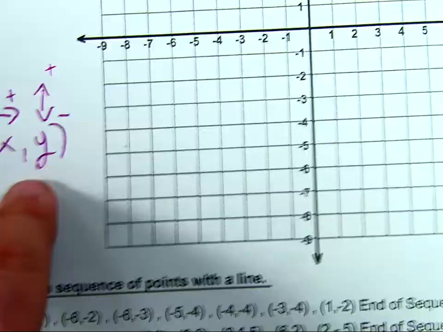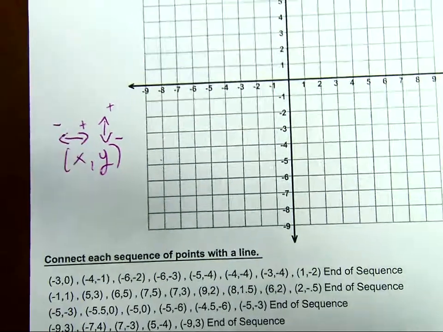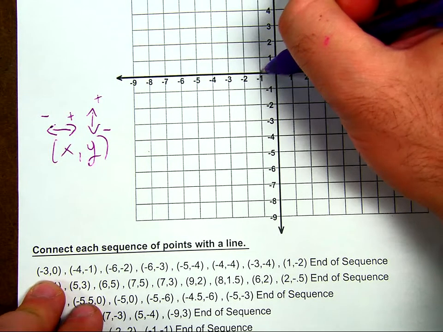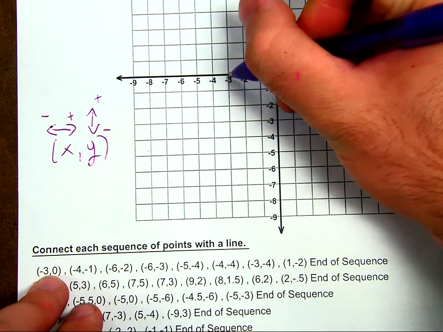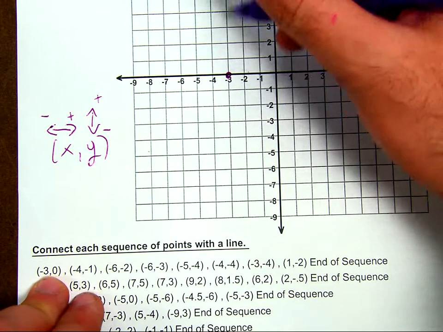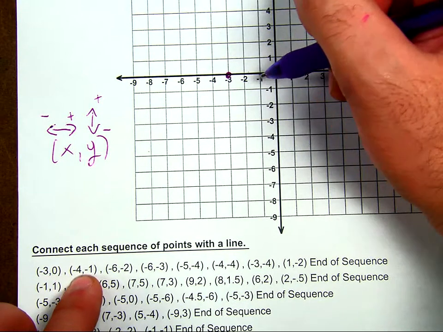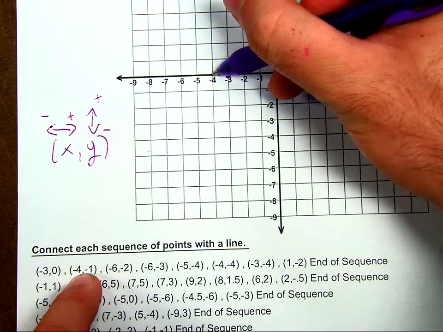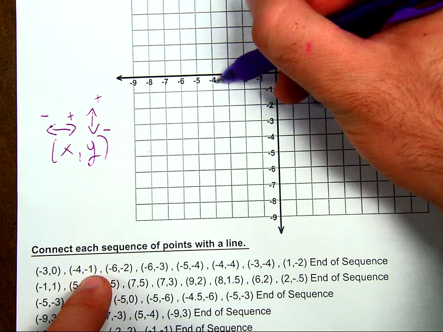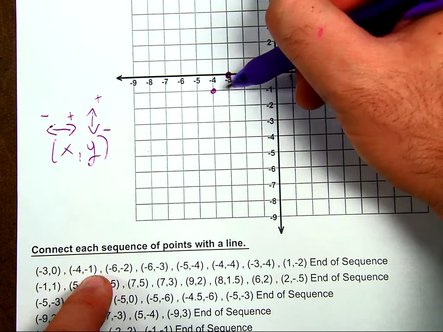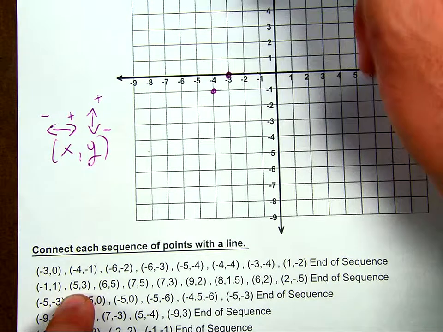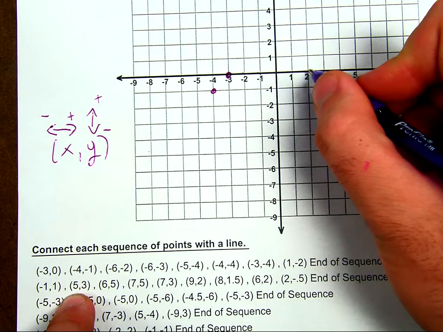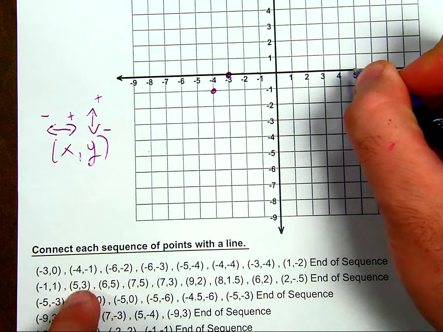Now back to our puzzle. For our first one, we have negative 3, 0. So I go left 3, 1, 2, 3, then nothing. I don't move at all. 0 means I don't go either direction. Next one I have negative 4, negative 1. So going negative 4, 1, 2, 3, 4 to the left, and then down 1. Right there. What about some other ones? I have 5, 3. To do 5, 3, I'm going to the right 5, 1, 2, 3, 4, 5, then up 3, 1, 2, 3.